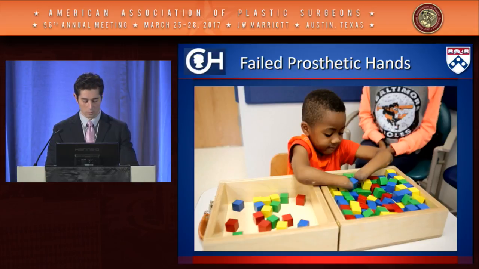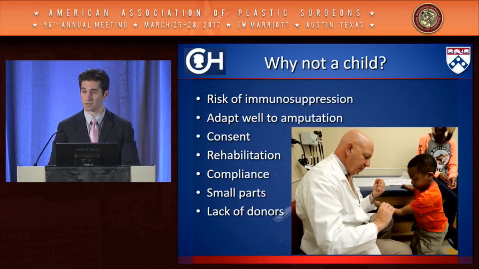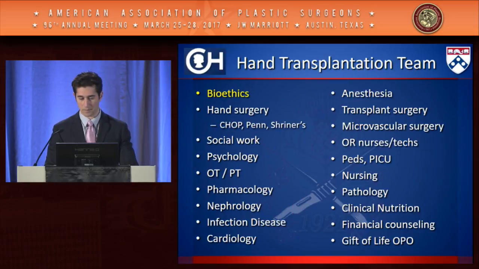So when the team first met Zion, they had some serious reservations regarding pediatric VCA in general, and these include the risk of immunosuppression, the fact that pediatric patients adapt well to amputation, the consent process being a minor, the rehabilitation and compliance that go along with the postoperative regimen, and the fact that we're dealing with smaller parts. It's a technically more difficult surgery, anatomically speaking, and there is the lack of donors for future considerations. The transplant team, as you can see, is multidisciplinary, with many teams here.